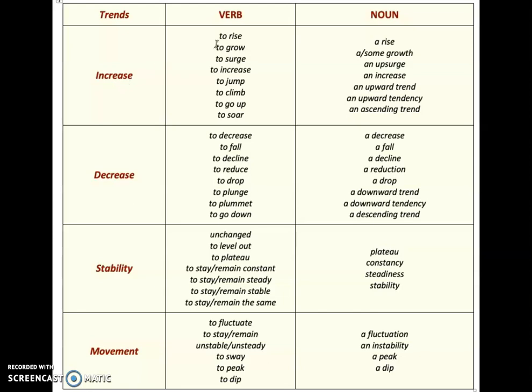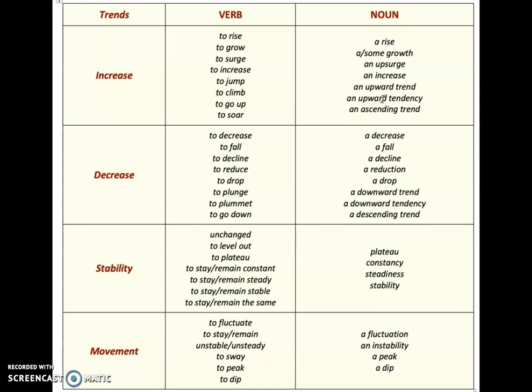And we can use different language for that. We could say that the trend was rising, or the amount was rising, it was growing, surging, it's increasing, or if it went really fast upward, we could say it jumped, it climbed, or we're just talking in general, it went up, or it soared.